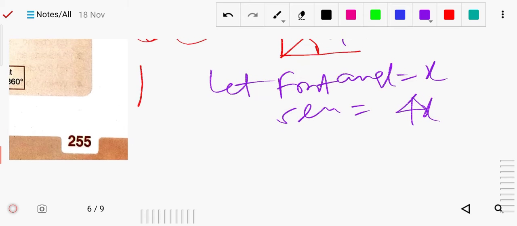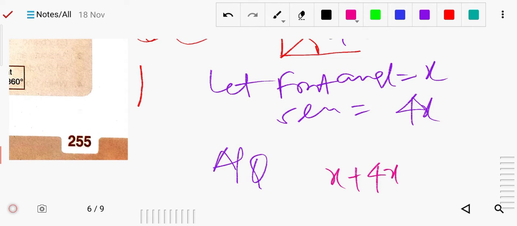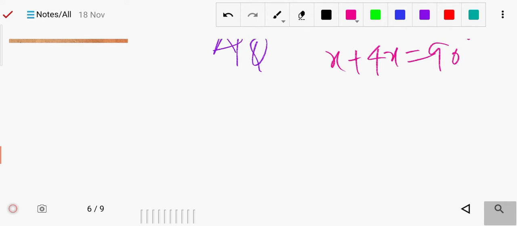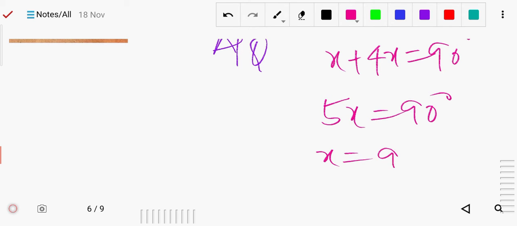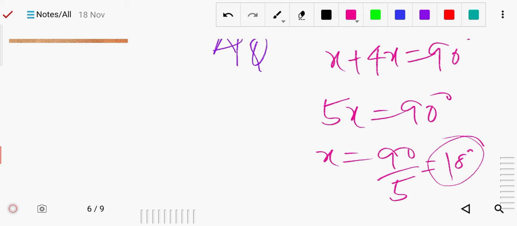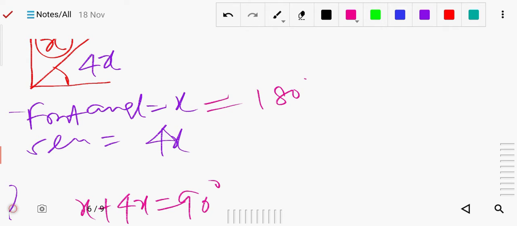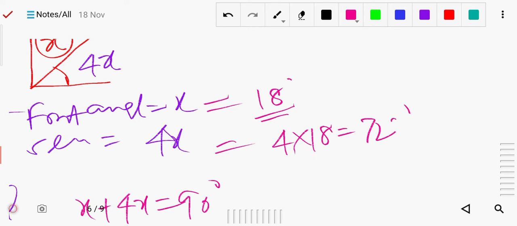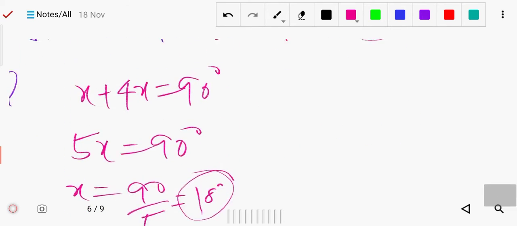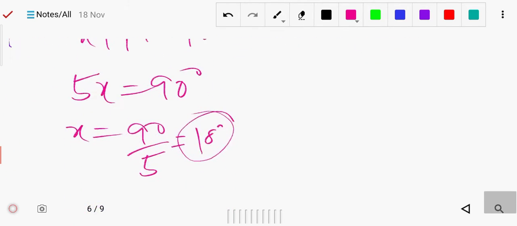Now you can write according to the question. It is complementary, so x plus 4x equals 90 degrees. So now you can solve: x plus 4x is 5x, it is 90 degrees. So x equals 90 divided by 5, so you will get 18 degrees. So the value of x is 18 degrees. It means the first angle is 18 degrees, and the second angle is 4 into 18, so it will be 72 degrees. So that's your answer. In this way you have to do it.